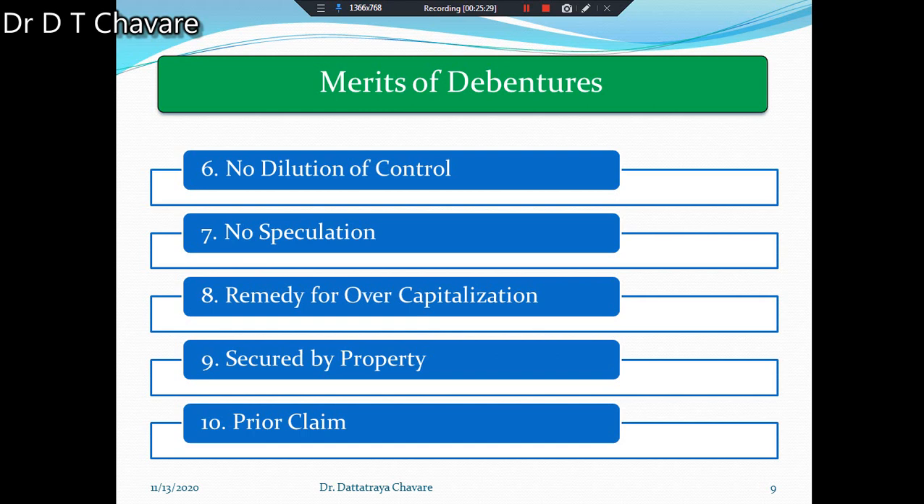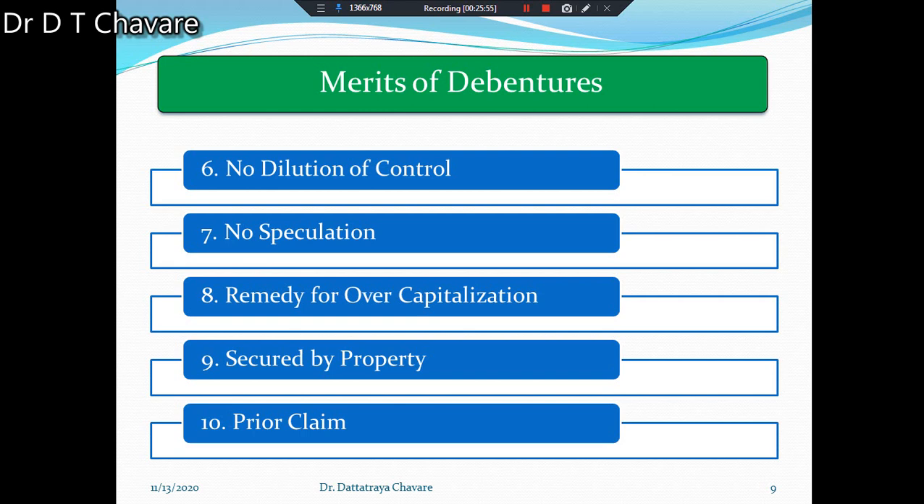Debentures are issued against the property which covers the full amount. The debenture holders can dispose of the property in case the company fails to repay them. It means that there is a security for the amount of debentures. That's why it's called secured by the property. And that is also another merit.